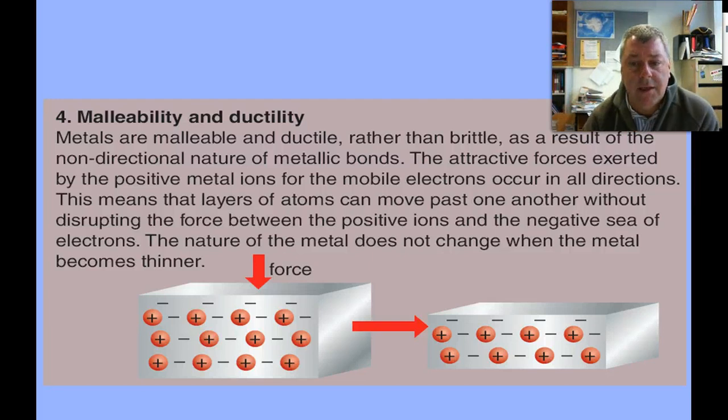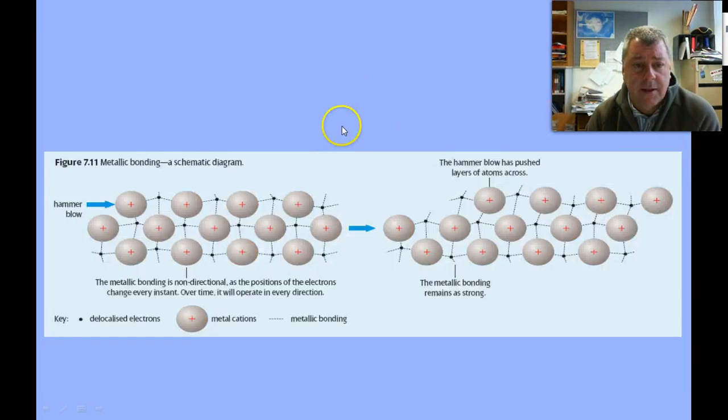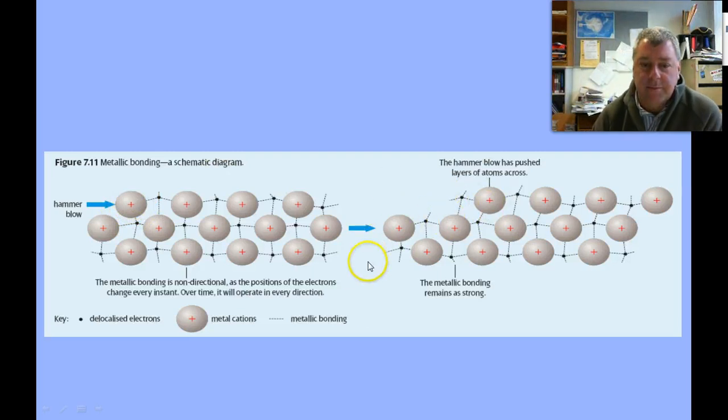So basically the sea of negative electrons, or delocalized electrons, act as a lubricant to allow the cations to slide past each other. Again, in this diagram, it's a little micro hammer hitting just one cation, and it causes it to jump across without getting too close, so that it would actually break it.